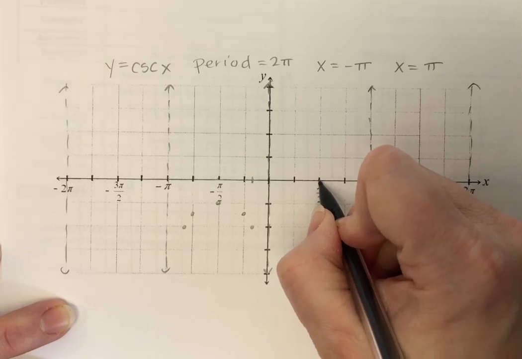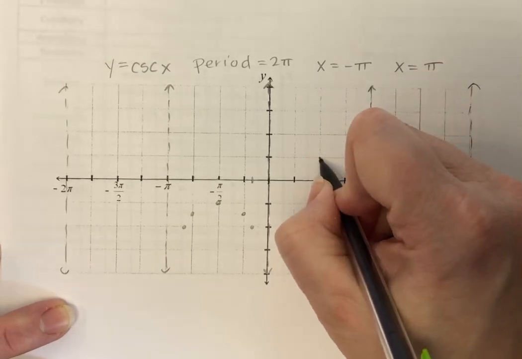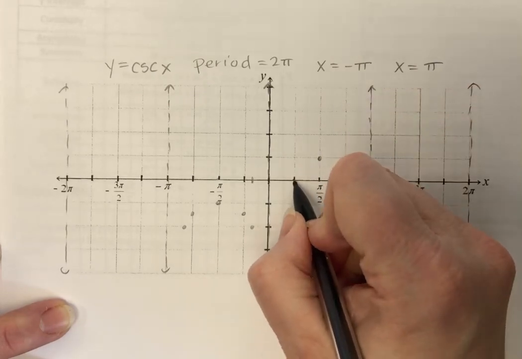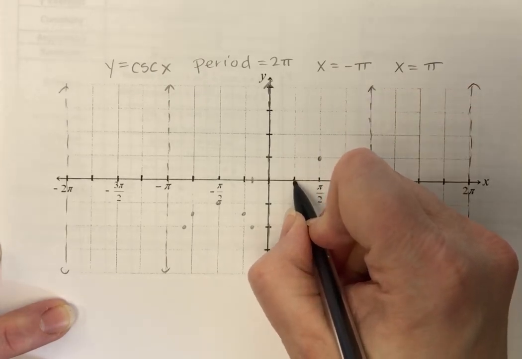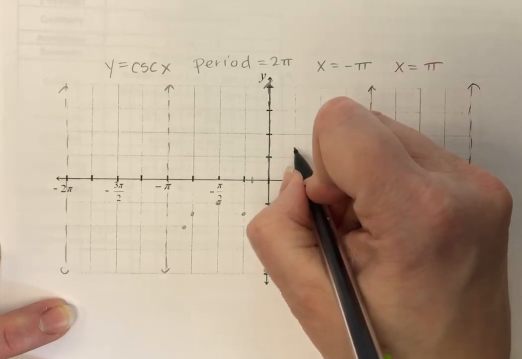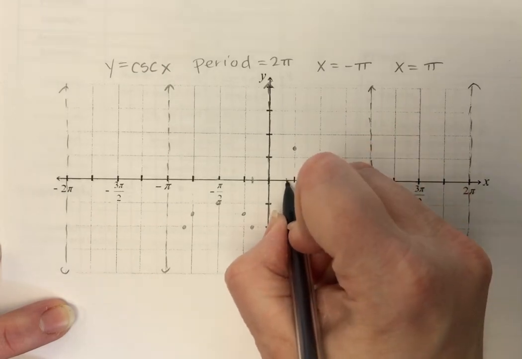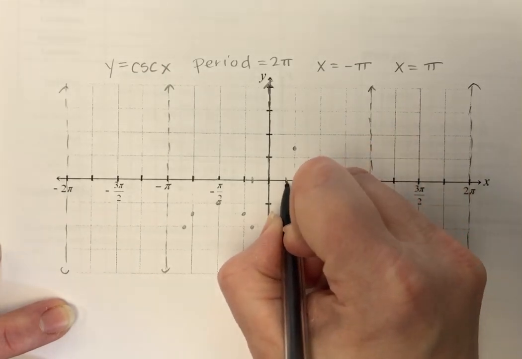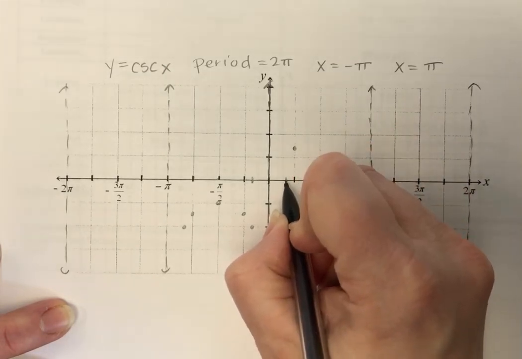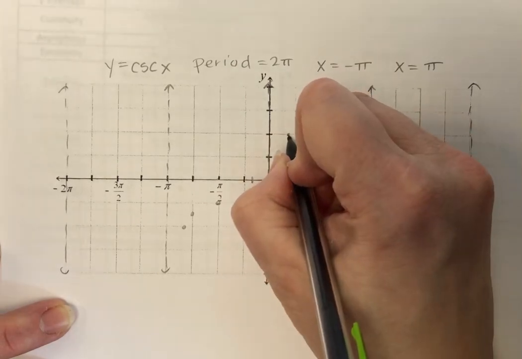The sine of pi halves is 1, so the cosecant is 1. The sine of pi fourths is 1 over the square root of 2, so the cosecant is the reciprocal, or the square root of 2, which is again 1.4. And then the sine of pi sixth is 1/2. The reciprocal of that is 2.